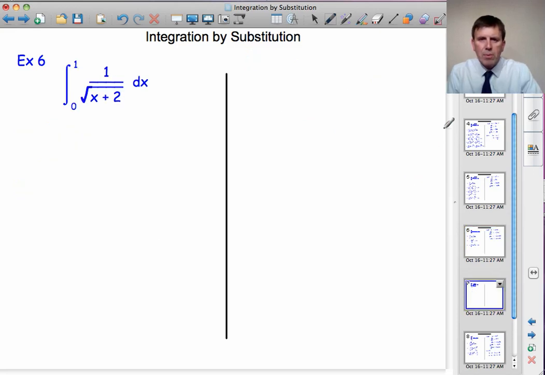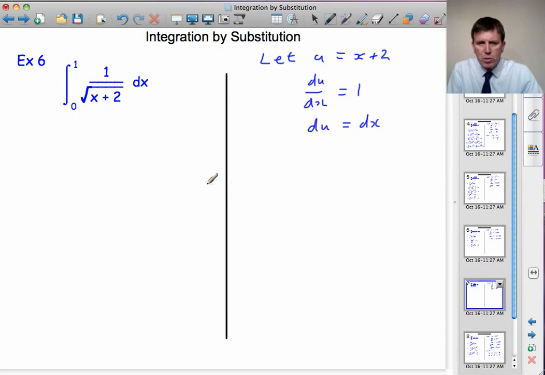For our final pair of examples, we look at definite integration using substitution. Example 6. Find the integral of 1 over the square root of x plus 2 with respect to x between the limits of 0 and 1. To begin, we want a single term under the square root sign. So we're going to say let u equal x plus 2. So du by dx will be 1, which means du is equal to dx.